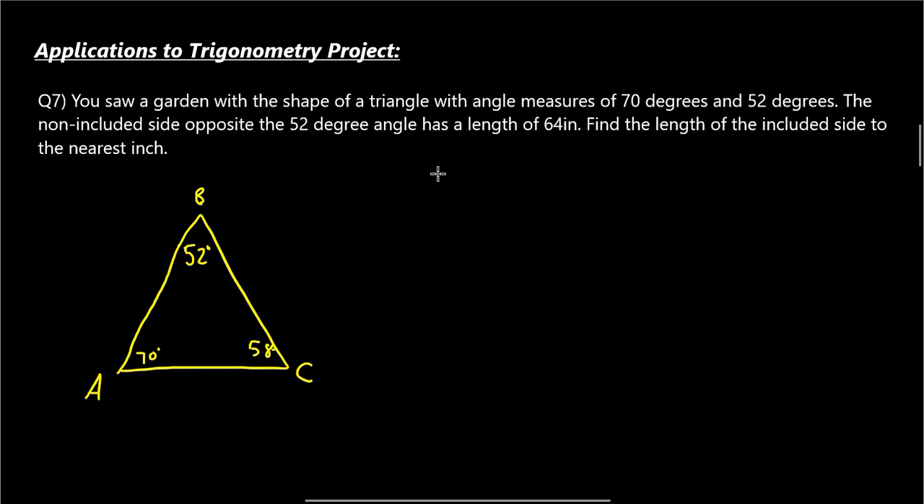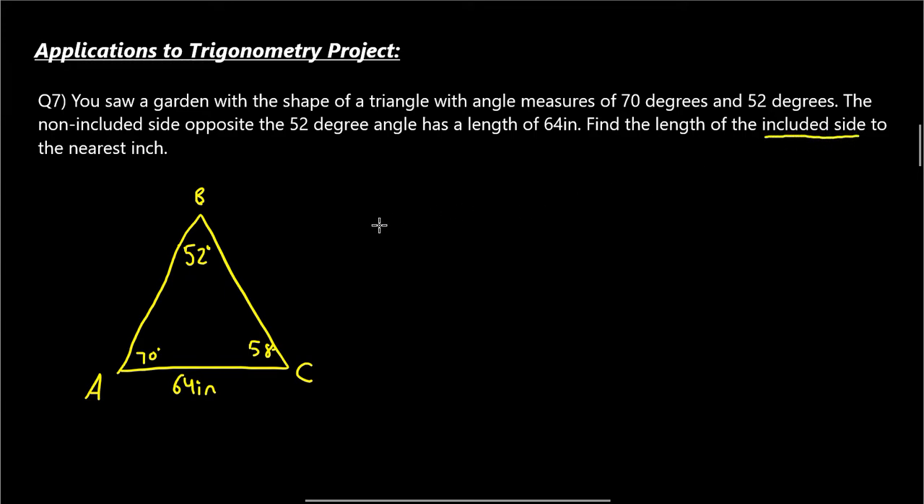It says the non-included side opposite the 52-degree angle has a length of 64 inches. So we look at angle B, which is 52 degrees, and the side opposite to it, which is side AC, or you can call it little b, and it has a length of 64 inches. We're asked to find the length of the included side to the nearest inch.